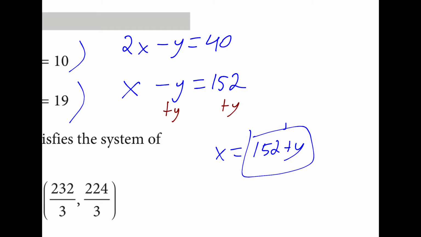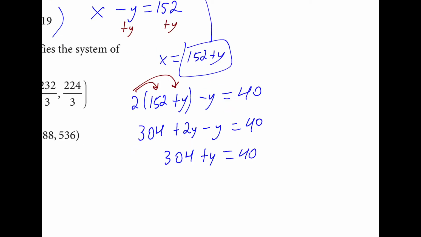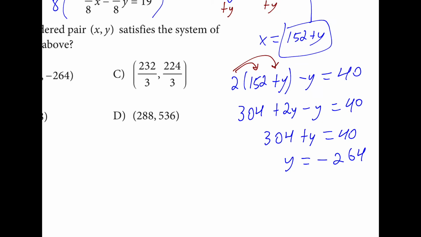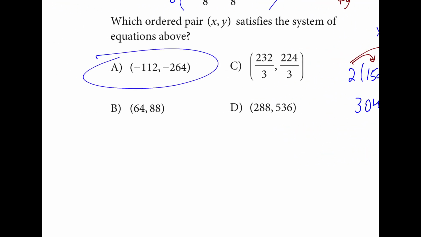And I can take this and substitute it in for x in the other equation. This is what I get, and I have to distribute the 2. And I can combine like terms and solve for y. If I look at the answer choices, do any of them have y is equal to negative 264? This is the only one. I could just stop there and be done.